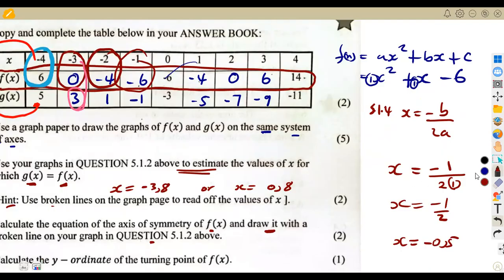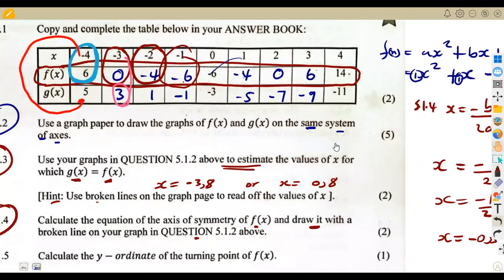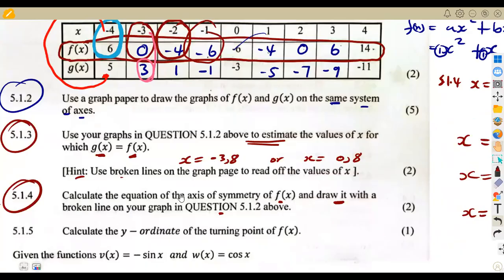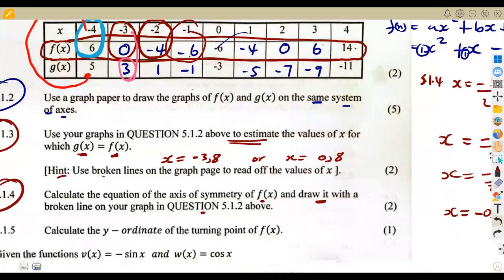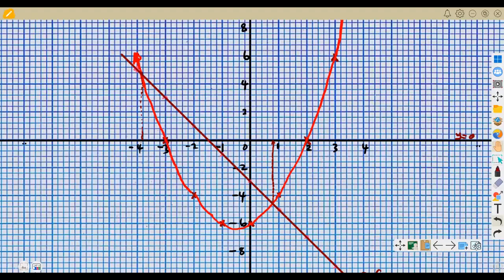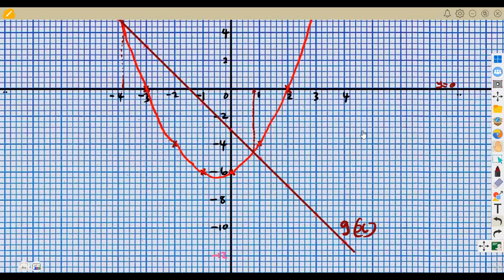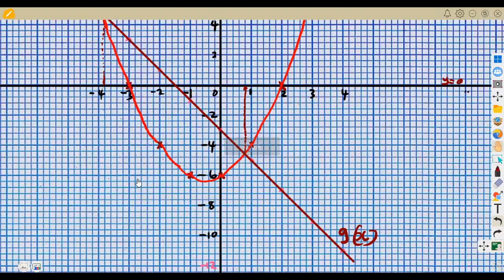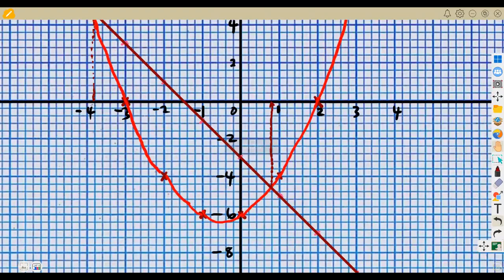But it is not just determining this. They also asked you to draw that axis of symmetry, the line, okay? So we are going to draw that on our graph. The line of x is equal to minus 0,5. It's in between. Remember, 0,5 on our x is in between here.